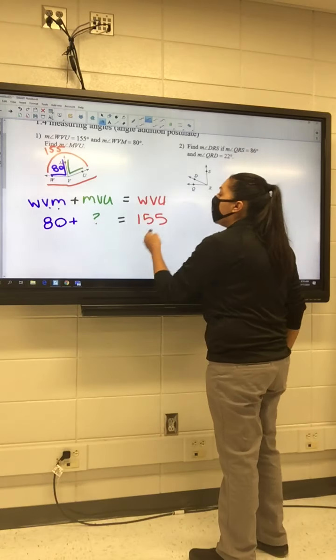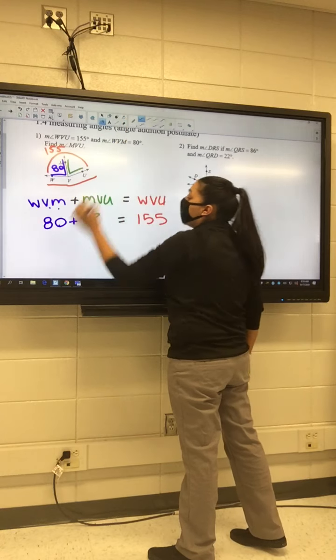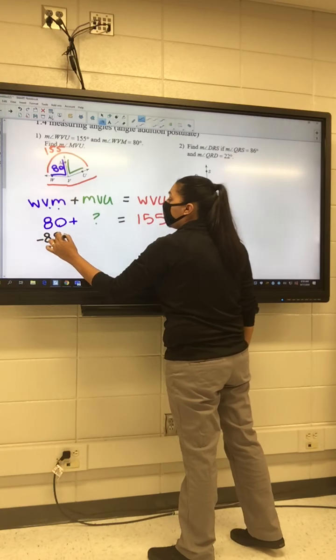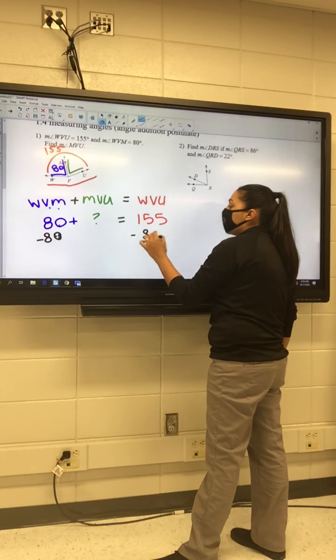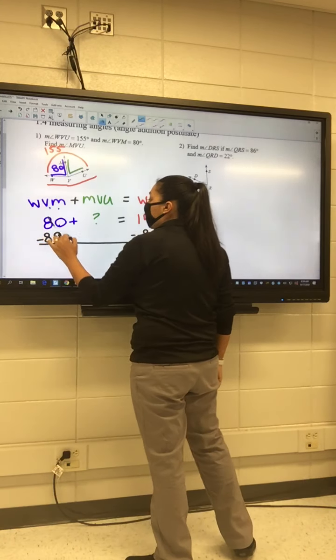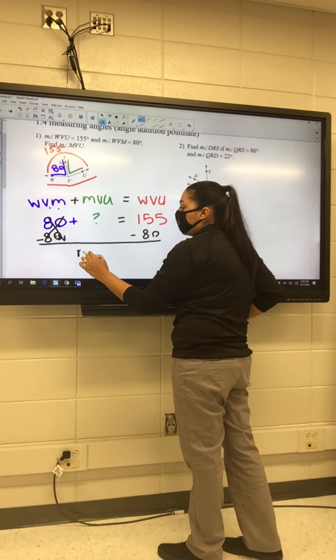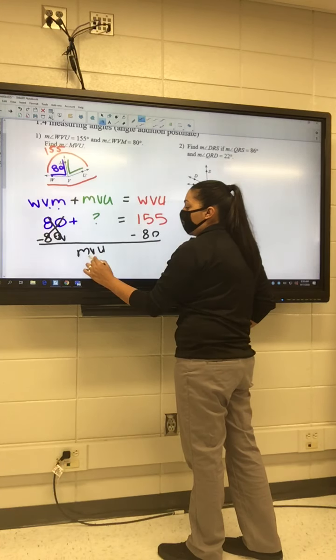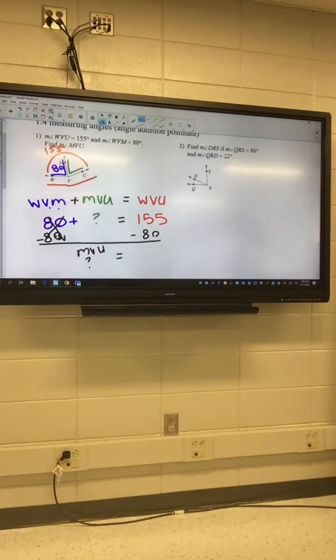Okay? So I'm going to move my 80 over. So I'm going to say minus 80. If I do it to one side, I got to do it to the other side. So now I'm just left with this angle, MVU, or my question mark, okay? And I got 155 minus 80.